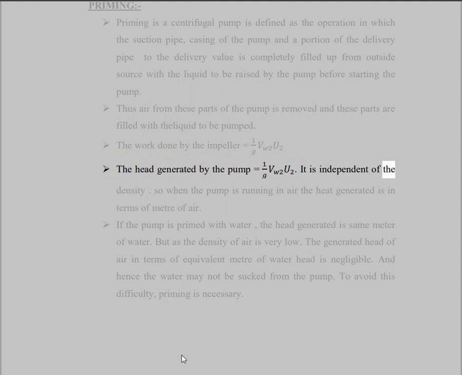The work done by the impeller equals the head generated by the pump. It is independent of the density. So when the pump is running in air, the head generated is in terms of meters of air. If the pump is primed with water, the head generated is the same in meters of water. But as the density of air is very low, the generated head of air in terms of equivalent meters of water head is negligible. And hence the water may not be sucked by the pump. To avoid this difficulty, priming is necessary.